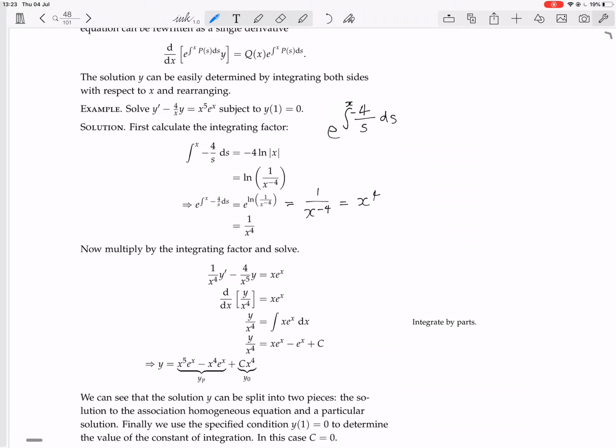The integral of this is minus 4 ln x. You bring in the minus 4 there. So you have ln of 1 over x to the minus 4, which is of course the same as ln of x to the 4. Then you look at e to that thing, so e to the ln x to the 4, which is just x to the 4.